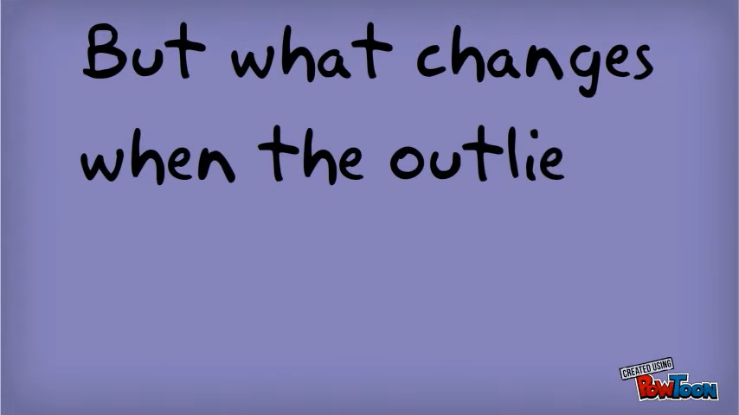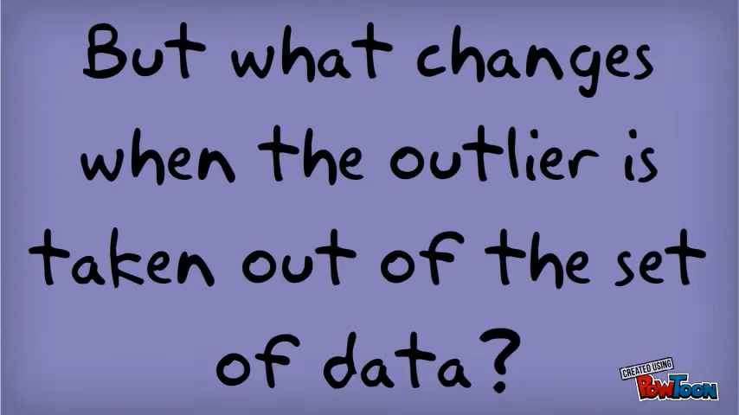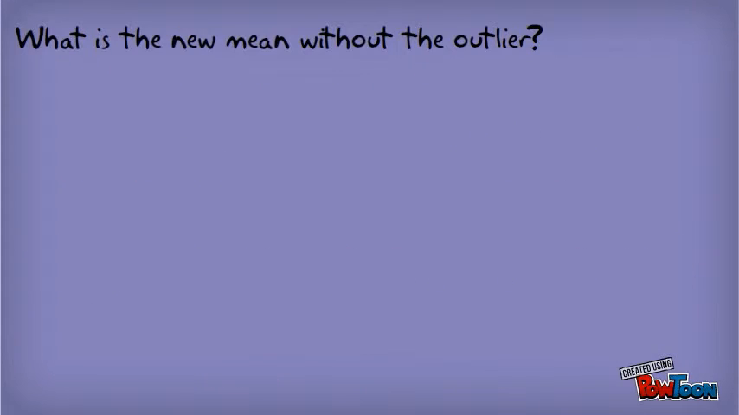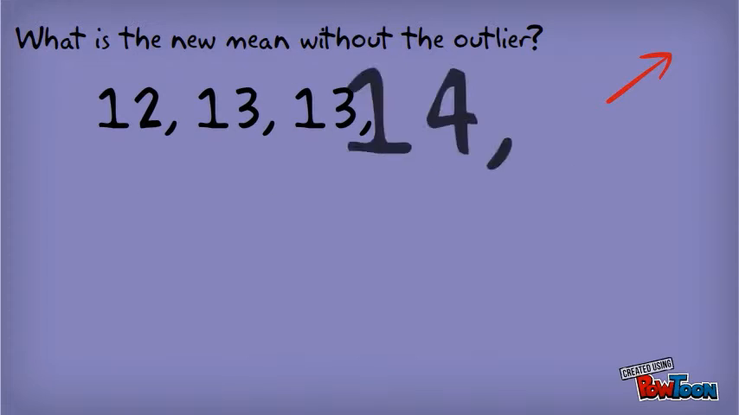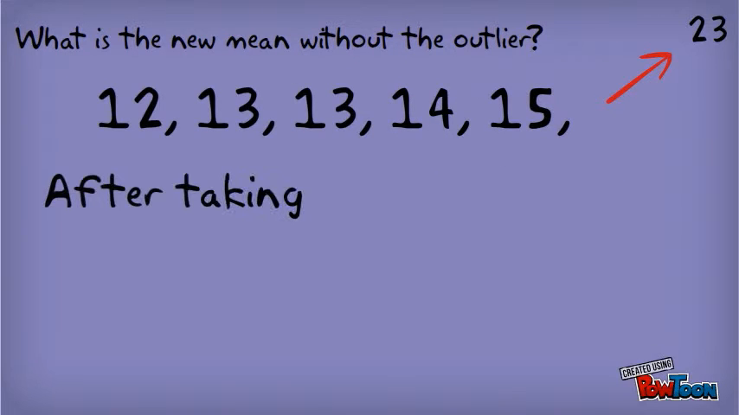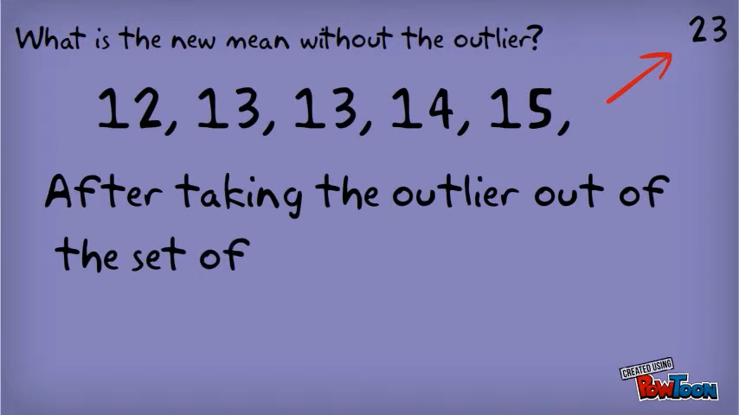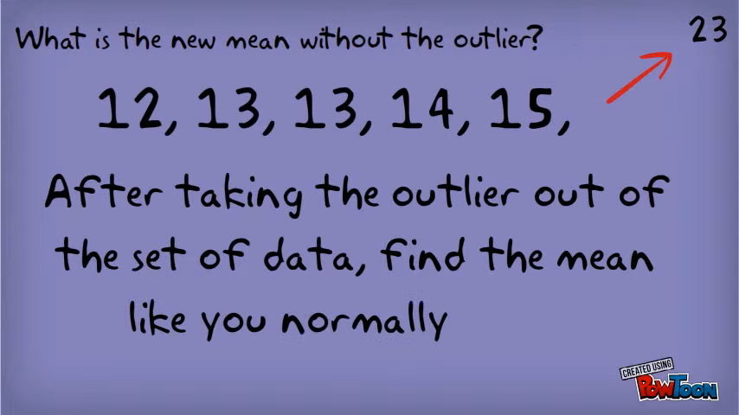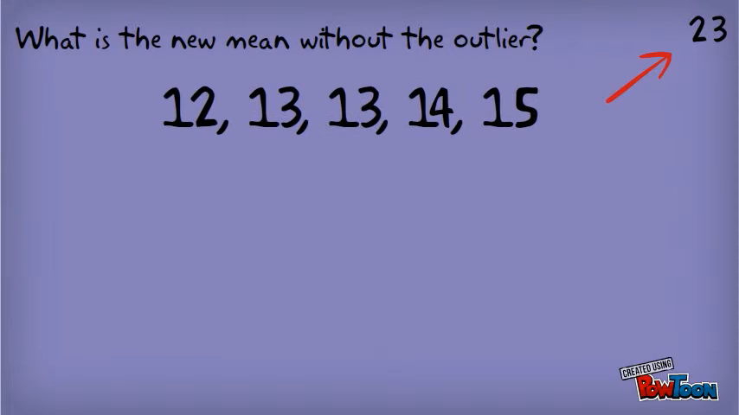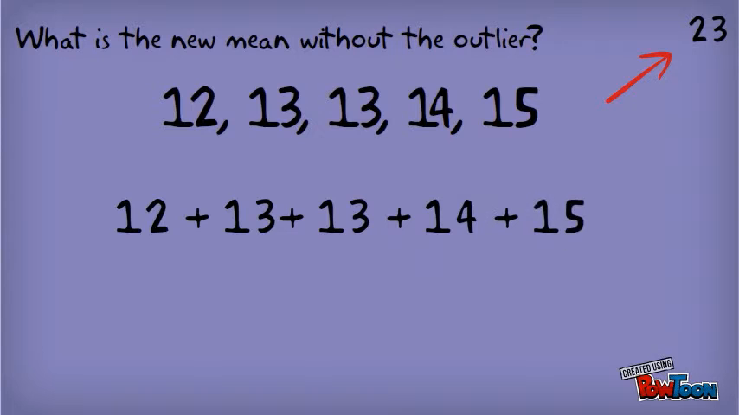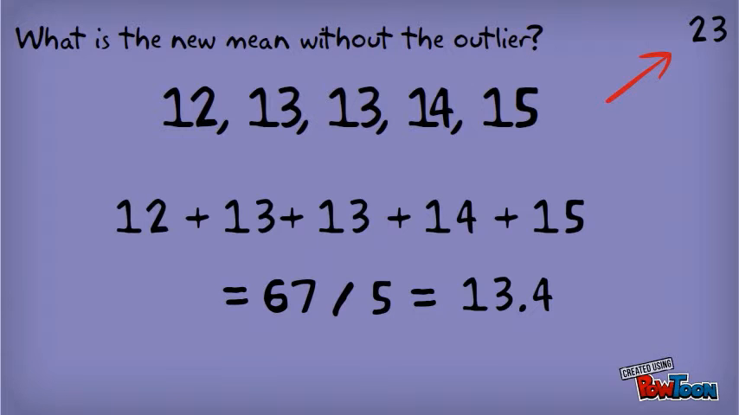So what will change when the outlier is taken out of the set of data? Well, if we take that 23 out of the set of data, the mean is going to be what changes. So we're going to find the mean like we normally would, just without that number 23 involved. So we add our terms together, we get 67, we divide them by 5, and again we get our mean of 13.4.